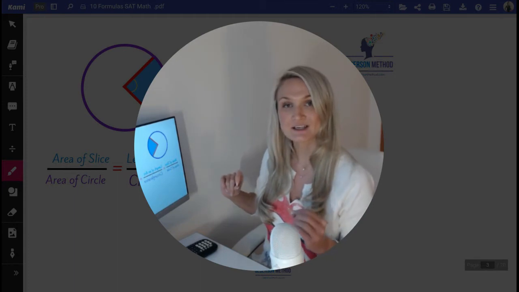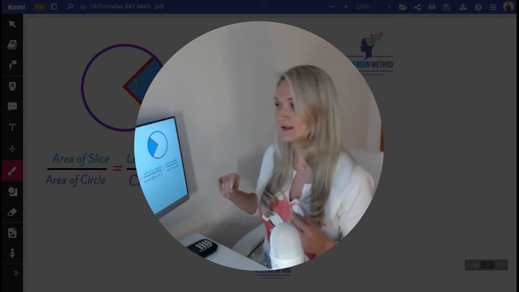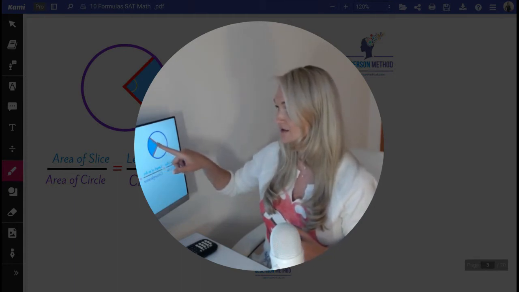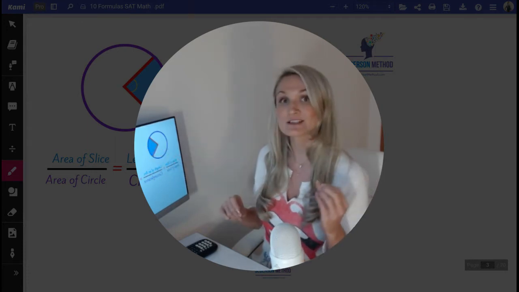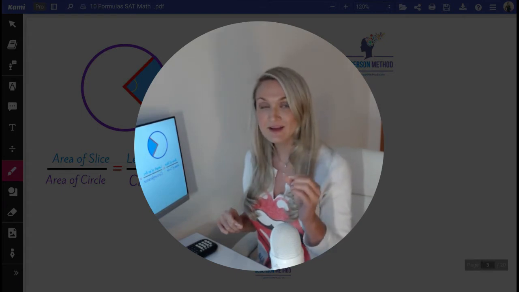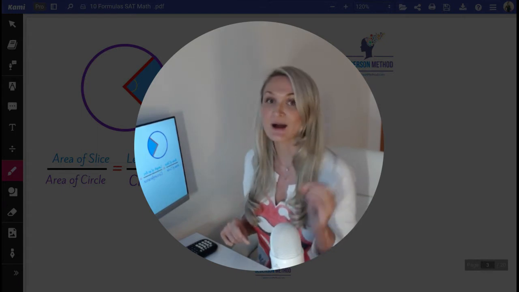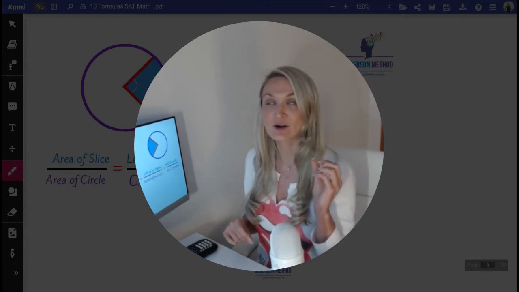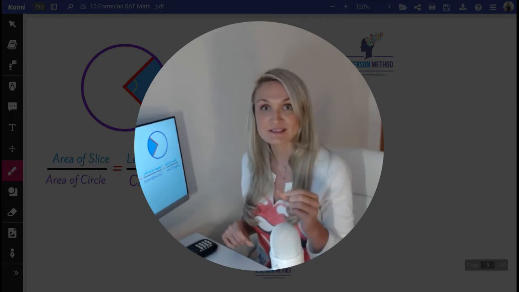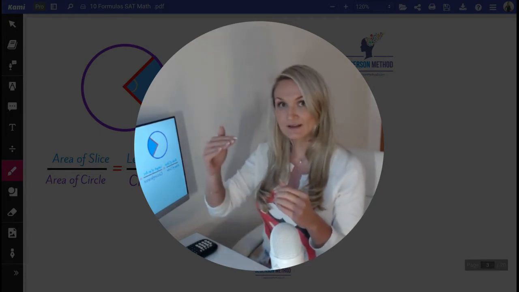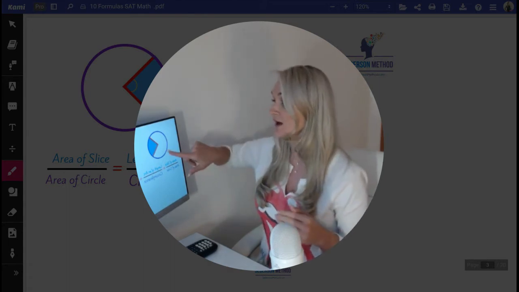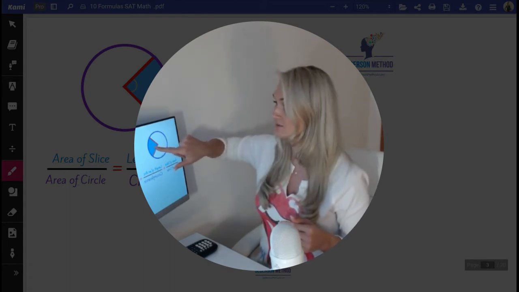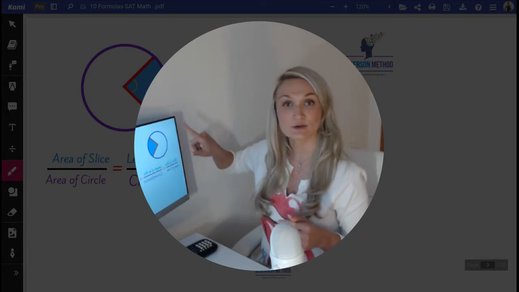But for a sector, we have a circumference of a sector. So these two lines, and then also an arc length. So guess what? An arc length is proportionate to a circumference. So the arc length divided by the circumference is going to equal the area of the sector to the area of the whole circle.